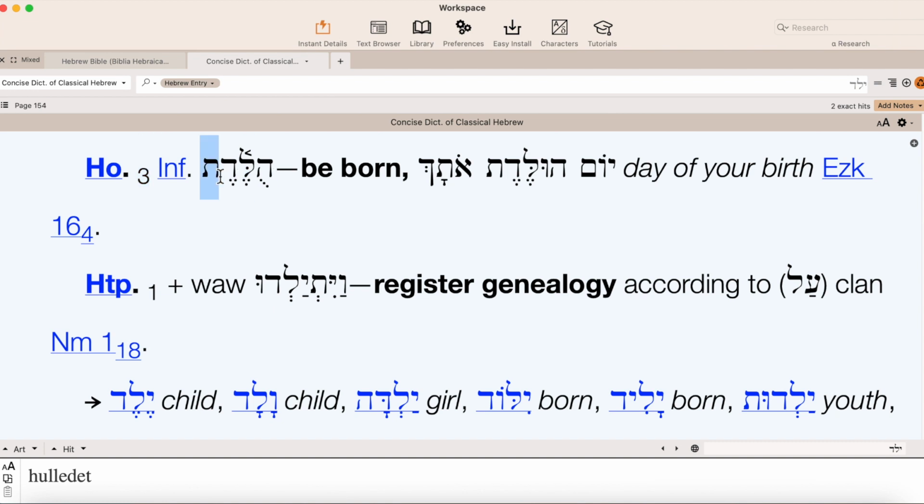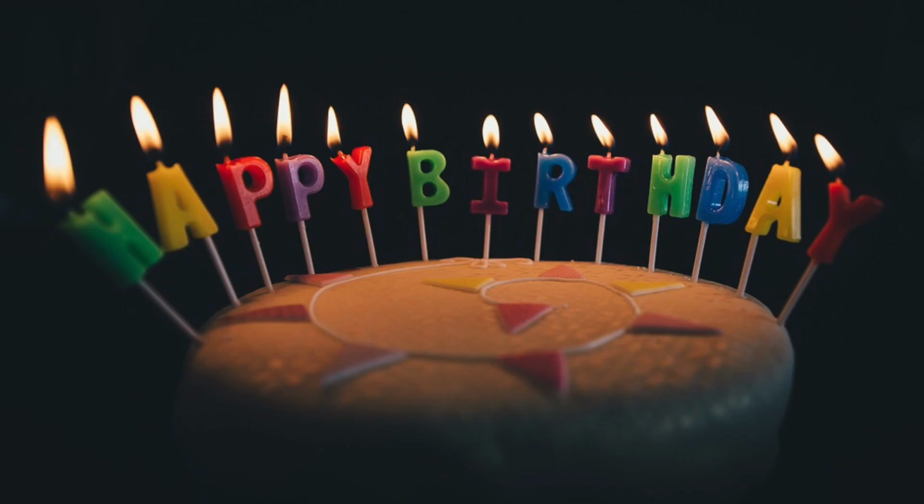Hofal in the infinitive is huledet, being born. And we can see it in the Tanakh. The example they give here is Yom Huledet, the day of birth. And Yom Huledet in modern Hebrew is birthday.